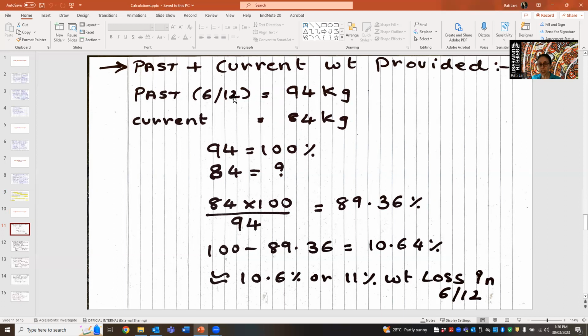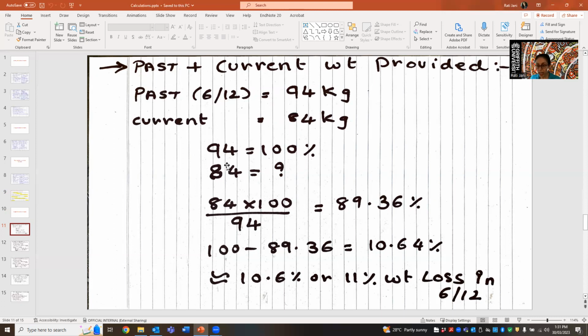So 6 to 12 is 6 months back, as you all know from medical abbreviations. So yes, in the past 6 months, the person's weight was 94 kg. Okay, so 6 months back, this is what his weight was. What is his weight as of today? His weight is 84 kgs.